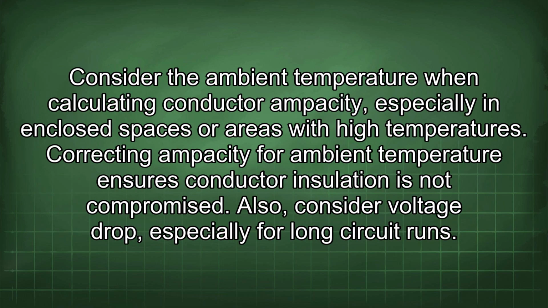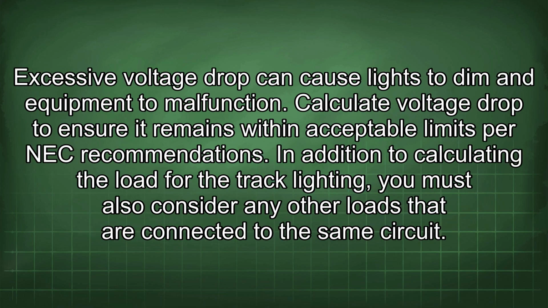Consider the ambient temperature when calculating conductor ampacity, especially in enclosed spaces or areas with high temperatures. Correcting ampacity for ambient temperature ensures conductor insulation is not compromised. Also, consider voltage drop, especially for long circuit runs. Excessive voltage drop can cause lights to dim and equipment to malfunction. Calculate voltage drop to ensure it remains within acceptable limits per NEC recommendations.